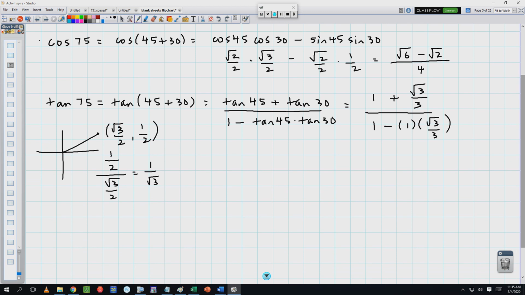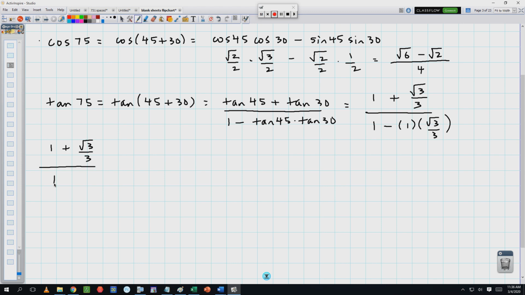And you need the room for tangent. I'm going to multiply those together first. I'm going to get rid of this first. And here I go. 1 plus radical 3 over 3 over 1 minus radical 3 over 3. Let's get rid of the 3's. Multiply everything by 3. Let's get rid of that radical on the bottom by multiplying top and bottom by the conjugate of the bottom.